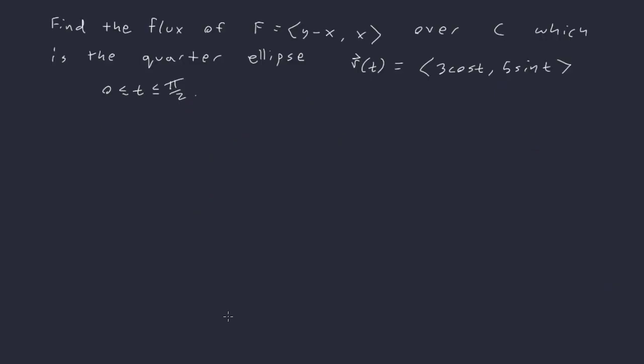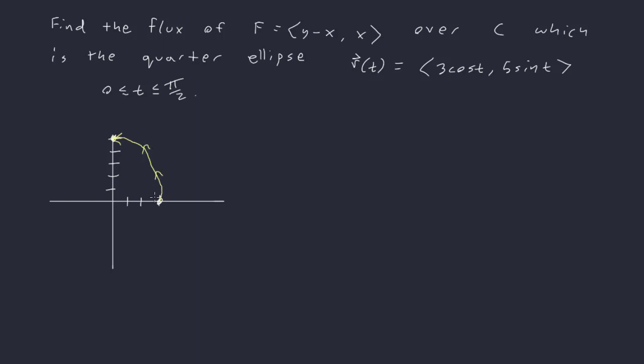Okay, let's look at another example here. Let's find the flux of F equals y minus x, comma x over C, which is the quarter ellipse given by 3 cosine t, comma 5 sine t, t going from 0 to pi over 2. That's going to be this guy. We're going to go out 3 in the x and 5 in the y, and this is going to be our path here.